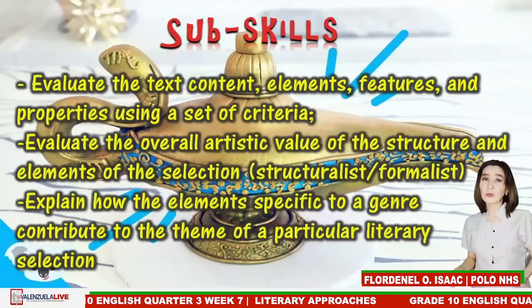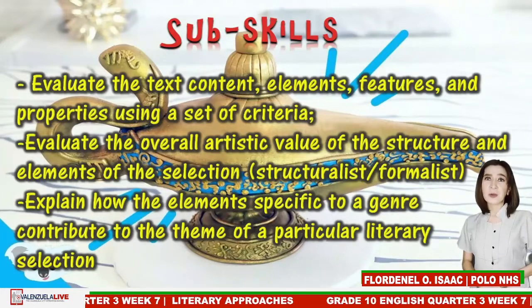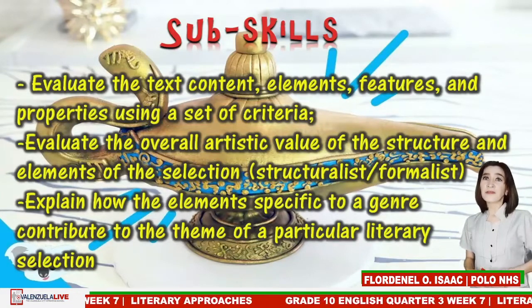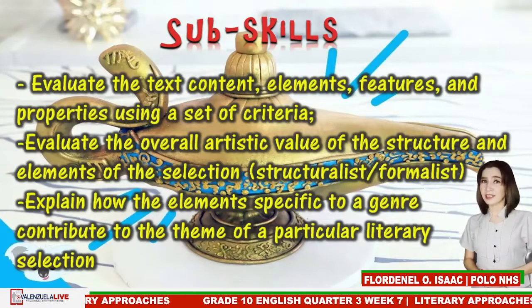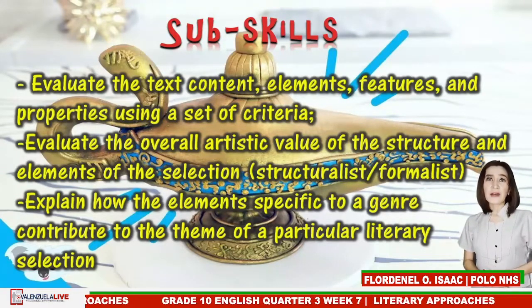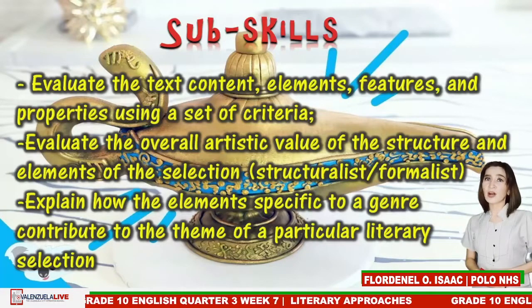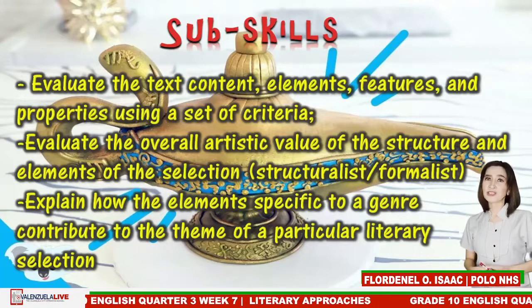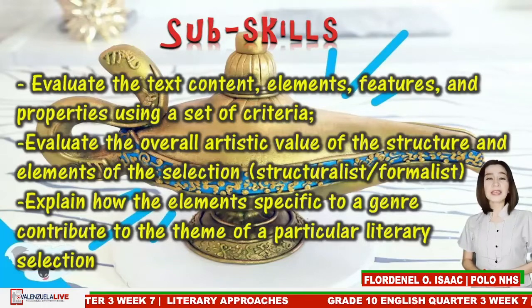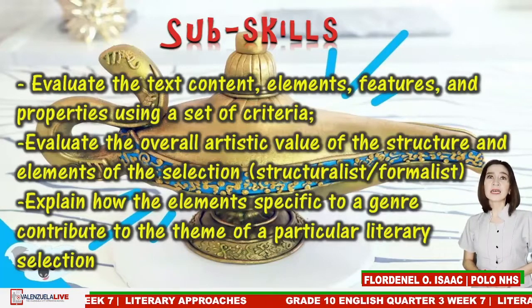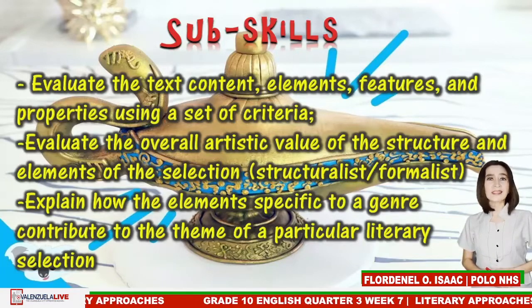We will also be aiming to meet the following sub-skills. First, evaluate the text content, elements, features, and properties using a set of criteria. Next, evaluate the overall artistic value of the structure and elements of the selection, if it is structuralist or formalist. And lastly, explain how the elements specific to a genre contribute to the theme of a particular literary selection.